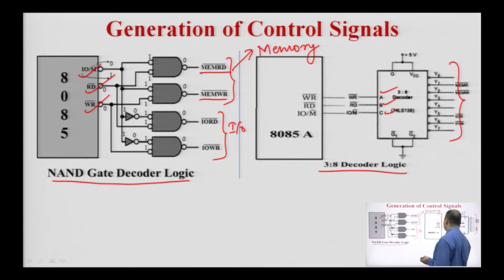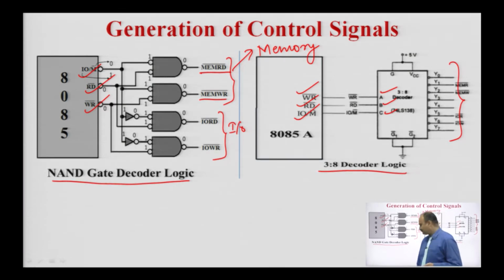The 8085 microprocessor will supply the write control signal, read control signal and input output or memory signal, and these signals are connected to the three inputs of the decoder. With the combination of these three inputs, the decoder will activate the active low outputs, that is Y1, Y2, Y5 and Y6, and accordingly the control signals, that is memory read, memory write, input output read and input output write, get generated.